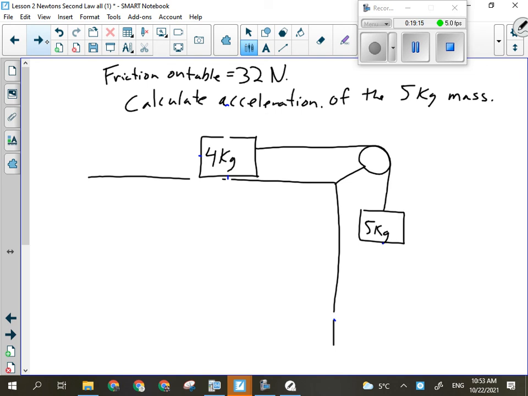Okay, so this 4 kilogram mass is sitting on this table. There's 32 newtons worth of friction acting on the 4 kilogram mass from the table. I want you to calculate the acceleration of the 5 kilogram mass.